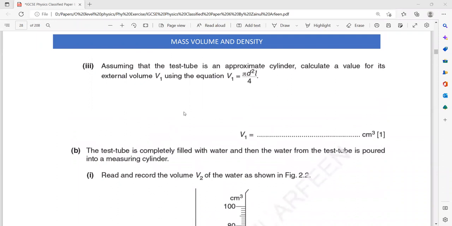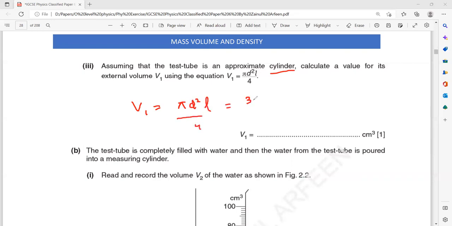The next one, in paper 6, you don't have to memorize any formula. The formulas will be given. You just have to use them to get the answer. Assume that the test tube is approximately a cylinder. Calculate a value for the external volume. So how to get the external volume? The external volume is pi d square L by 4.